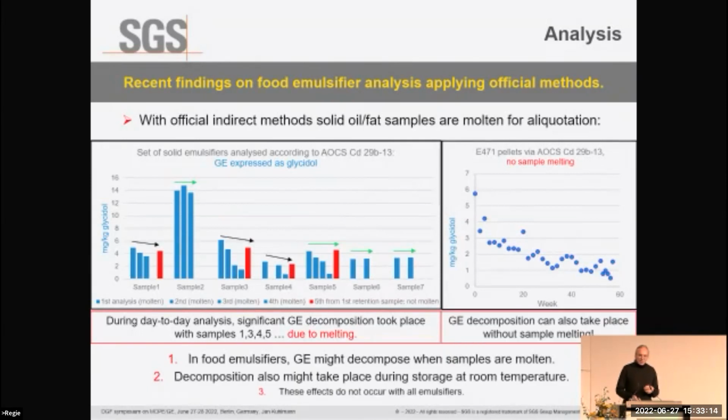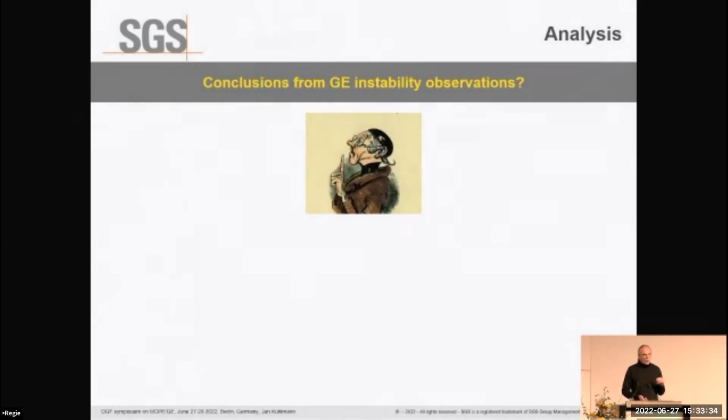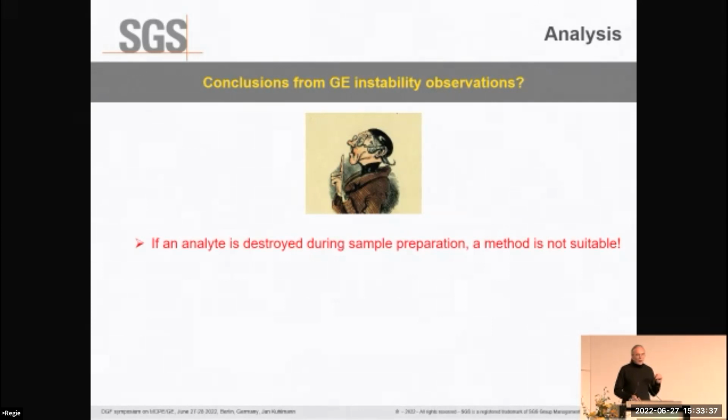So we have to state that this decomposition obviously can also take place without sample melting during storage at room temperature. And to make it even worse, these effects do not occur with all samples, and you can't predict if they occur or not. So the conclusion from this is, if an analyte is destroyed during sample preparation, a method is not suitable. And as you cannot predict if this takes place with your emulsifier samples, you should not apply the official methods in the way that they have been validated via sample melting.